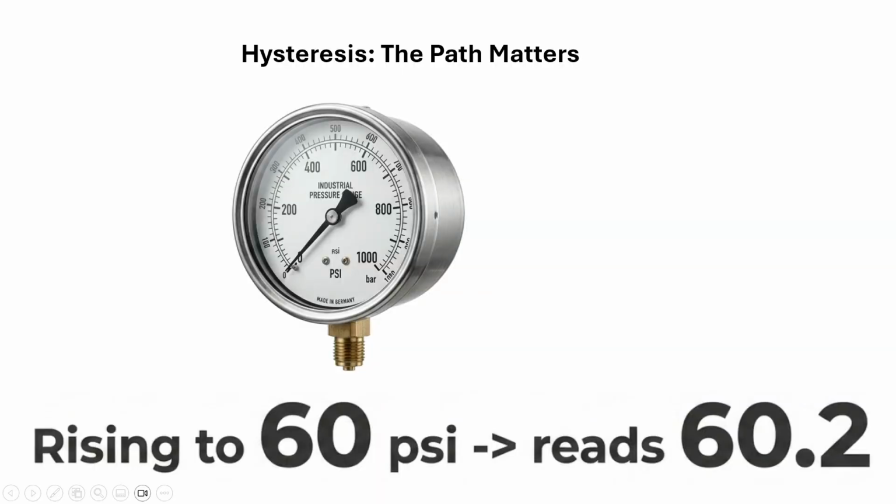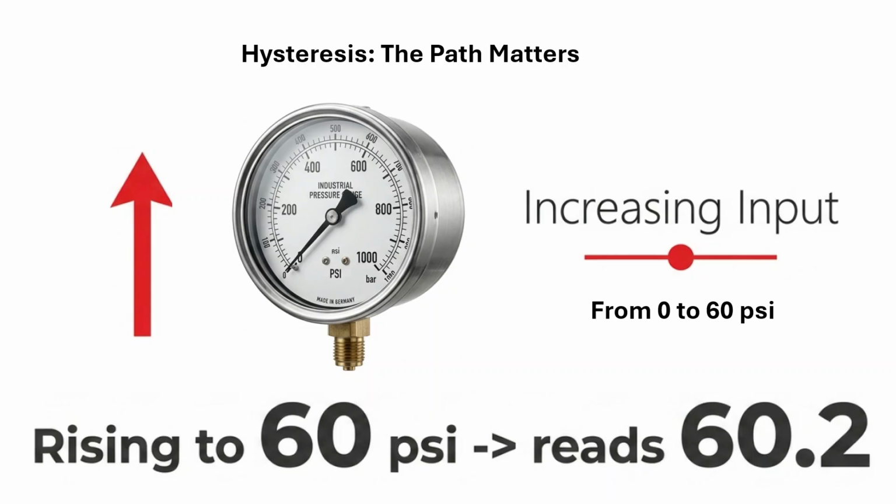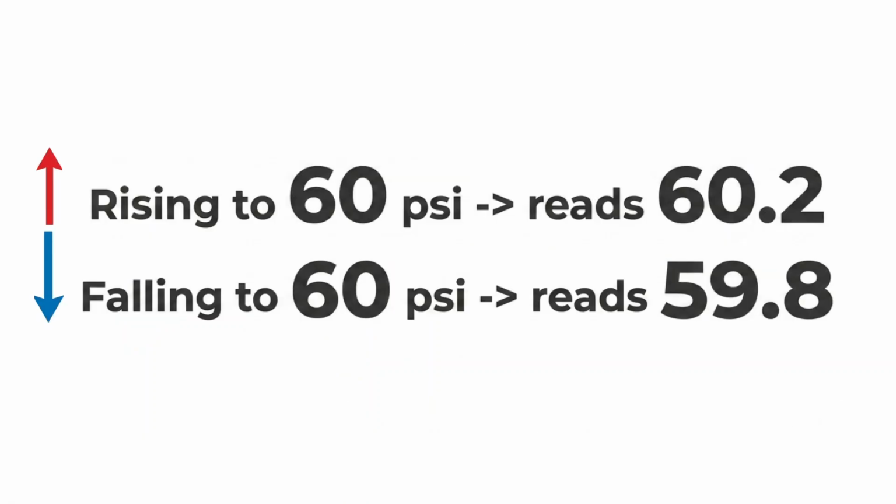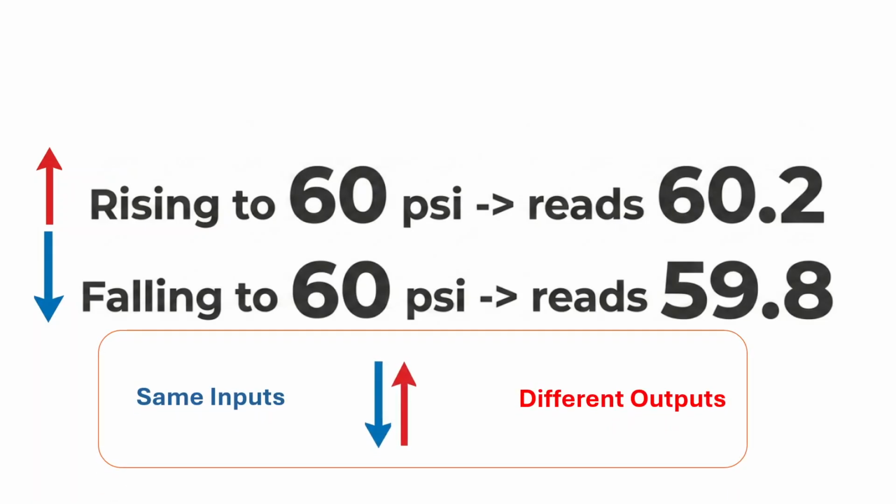Okay, so here is something a bit unexpected. Imagine you have a pressure gauge and you slowly bring it up to 60 psi. It reads 60.2. Fine, close enough. But now you start at 100 psi and you bring it down to 60 psi. Now it reads 59.8. Same input, different output, depending on which direction you came from.